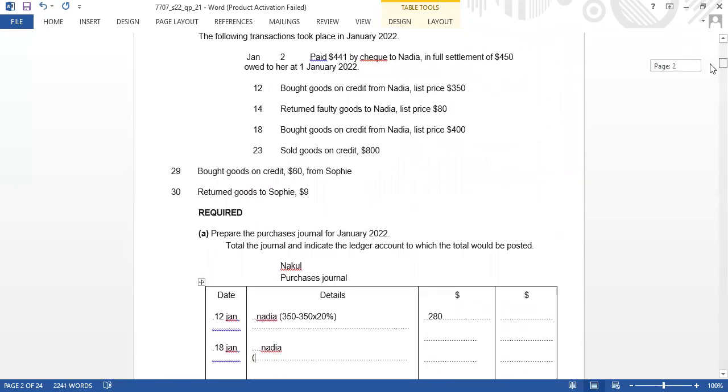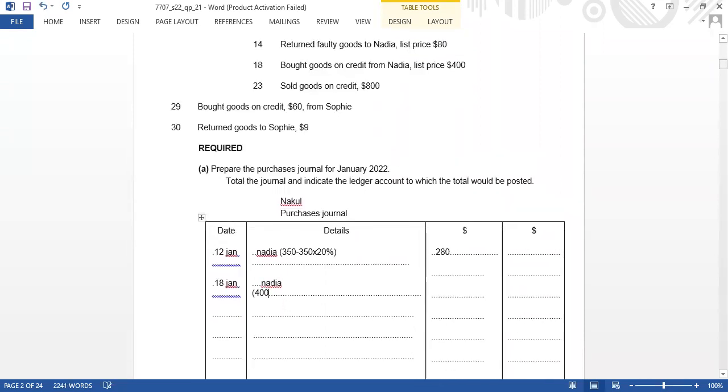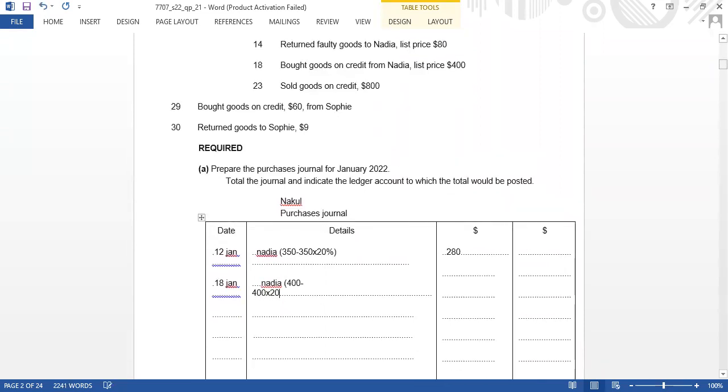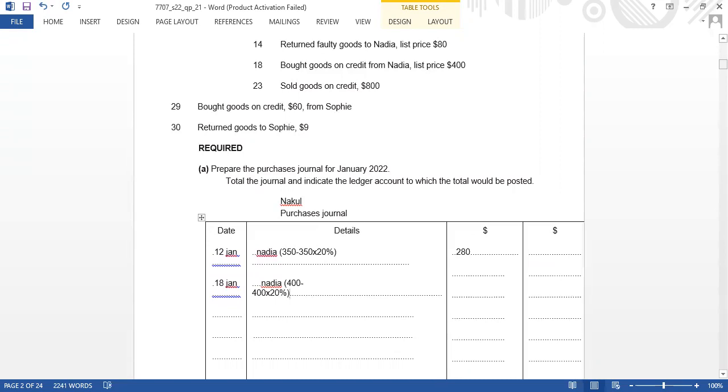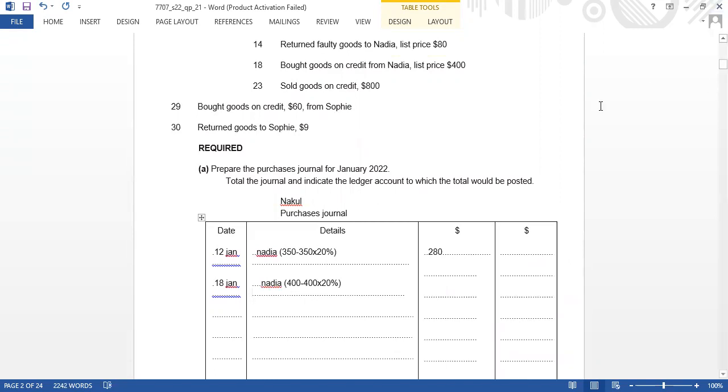bought goods on credit from Nadia, list price 400. 400 minus 400 multiplied by 20%, or we can simply write 400 into 80% because 20% is the trade discount and the remaining amount is to be paid, or to be written in the books. That would be 320. Then we have bought goods on credit, 60, from Sophia.